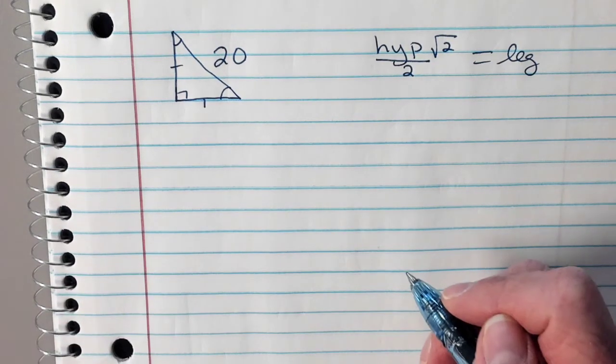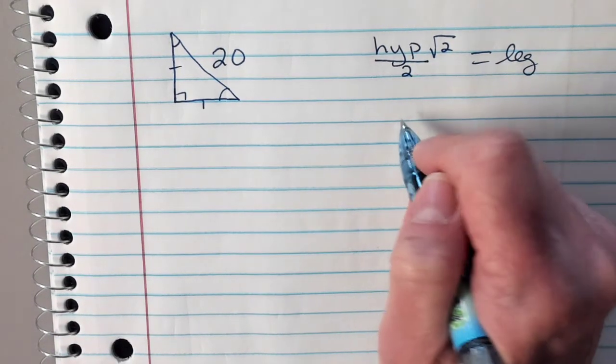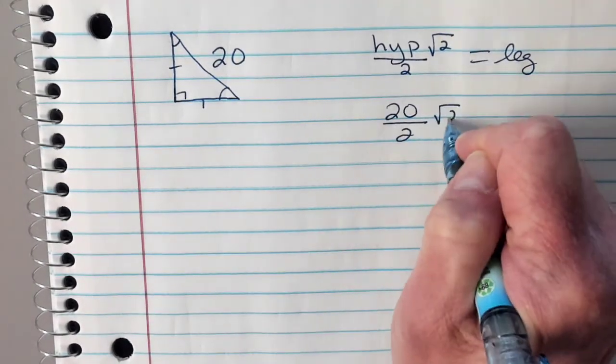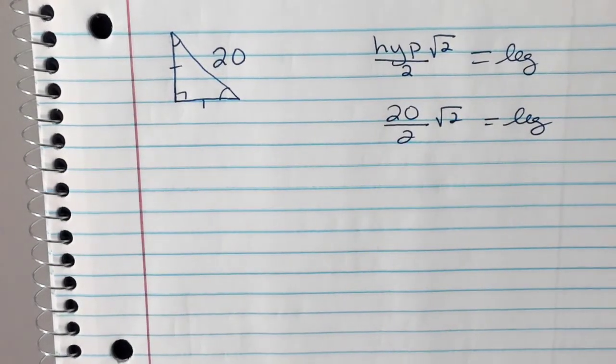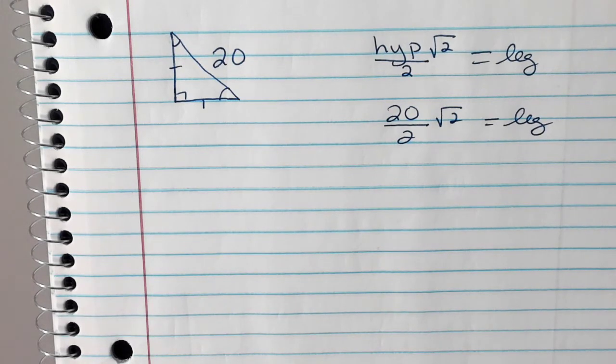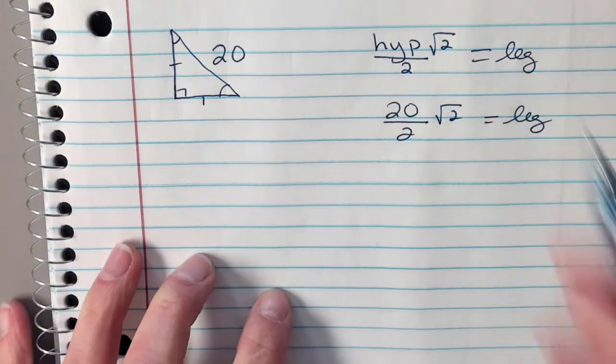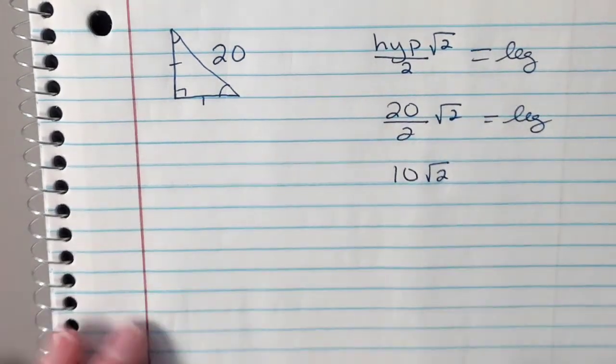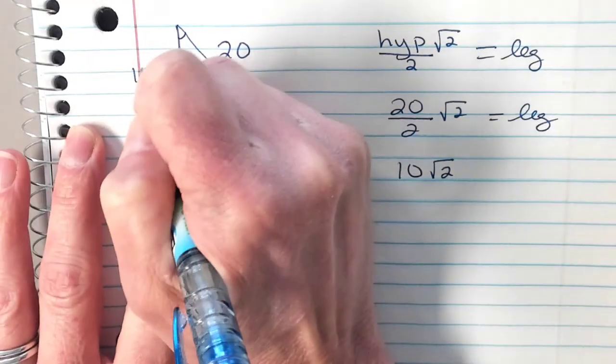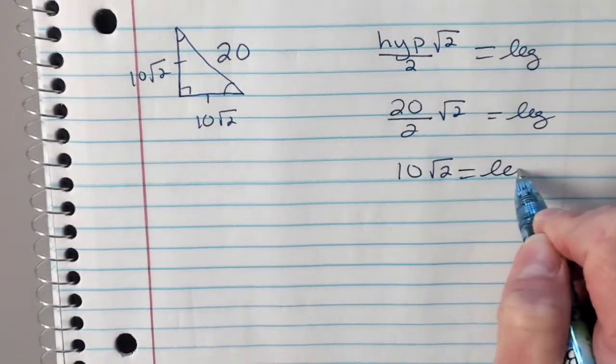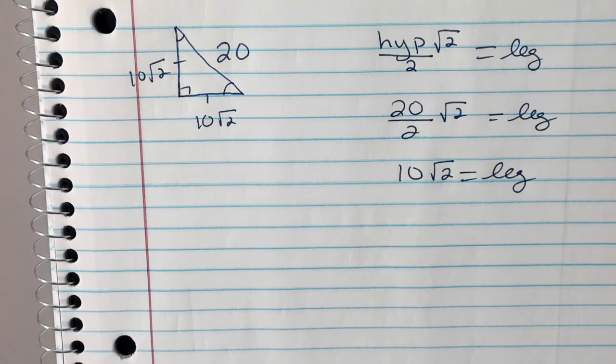My hypotenuse times root 2 divided by regular 2. So 20 over root 2, or excuse me, 20 times root 2 over 2. So I know my hypotenuse. I'm going to cut it in half, and I'm going to stick a root 2 on the end. I just found the leg. Now that was all well and good for an even number, right? What if it's not an even number?